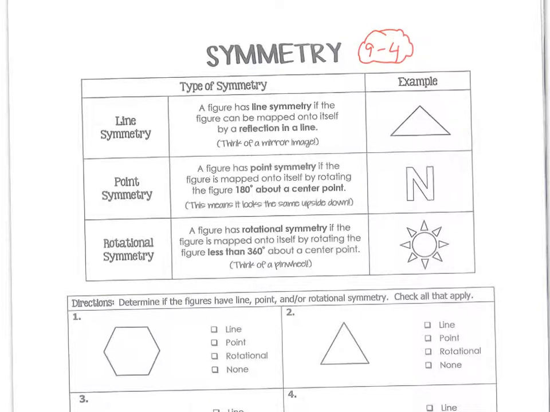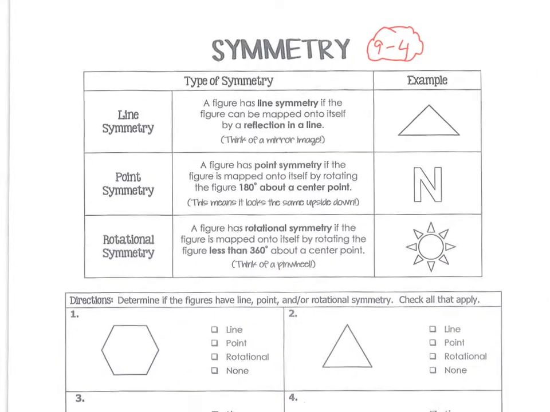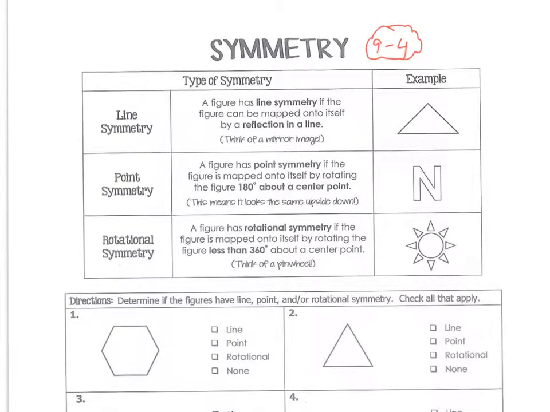So there are three different types of symmetry. There's line symmetry, point symmetry, and rotational symmetry. Point and rotational symmetry are somewhat similar, so we'll talk about the differences. Line symmetry is the one you're most familiar with.